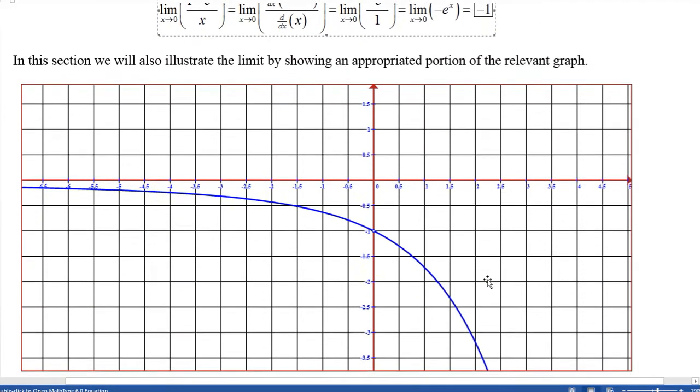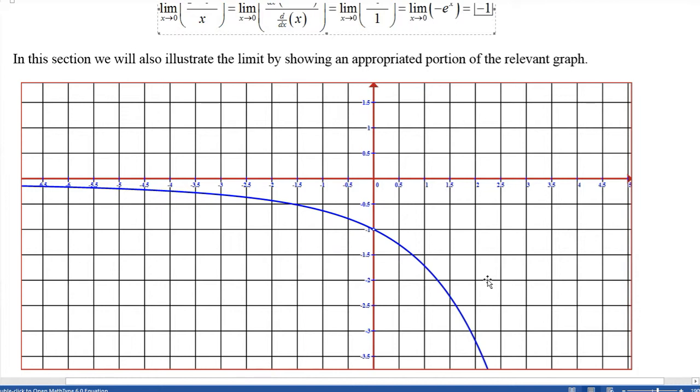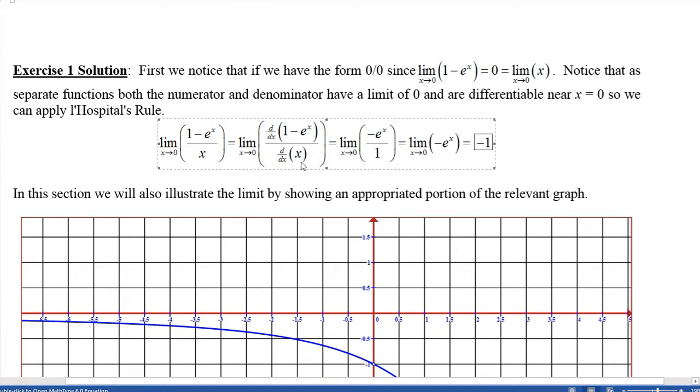And we can corroborate that by looking at a graph. Sure enough, this is the appropriate portion, at least, of the graph. And you see as x goes to 0, y goes to negative 1. You can see that hole in the graph right there at 0, negative 1. And of course, in this particular case, the function is undefined at 0. It's the form 0 over 0, of course.